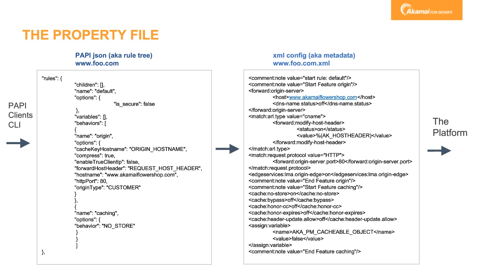Before we push that file over to the platform, it gets converted to an XML format, also known as metadata. That's the actual physical file, or the set of files, that get pushed out to the platform by PAPI. So just keep that in mind. You can pull down both of them from PAPI. The JSON format is what you would normally work with, but you can also retrieve the XML as well if you want to look at that.